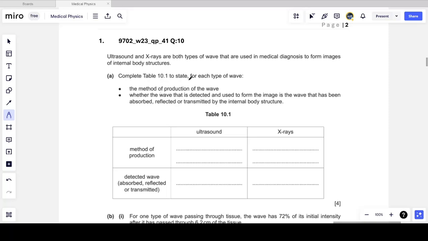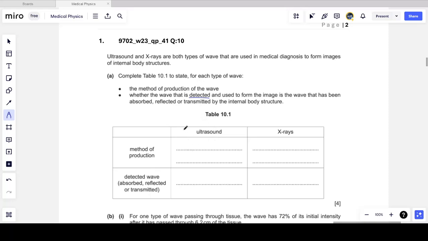Complete table 10.1 to state for each type of wave the method of production of the wave and whether the wave that is detected and used to form the image is the wave that has been absorbed, reflected, or transmitted by the internal body structure. Okay, so basically we want to know how ultrasound and X-rays are produced. Very simple. You can see there's not much space in this table. And then we want to know if the detected wave for ultrasound and X-rays is the absorbed, reflected, or the transmitted wave, the thing that we actually do the detection on.